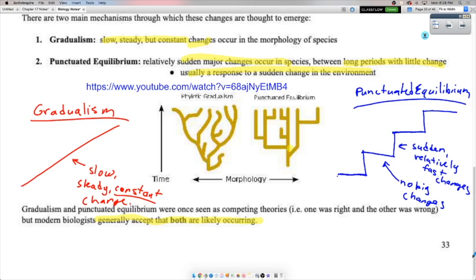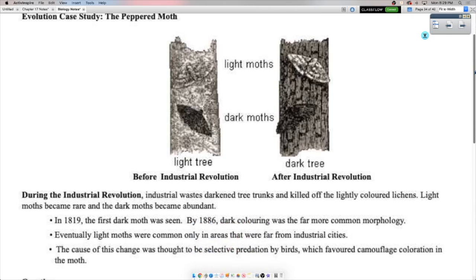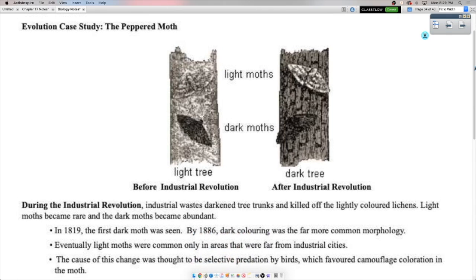So, a sudden change in the environment meant a different trait became advantageous, and over just a few generations, that trait became the more commonly expressed one. Last thing we're going to look at before we really jump into evolution in tomorrow's topic, okay? This little case study with what we call peppered moths.